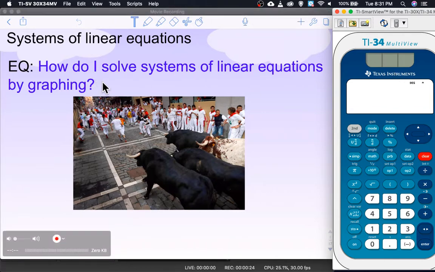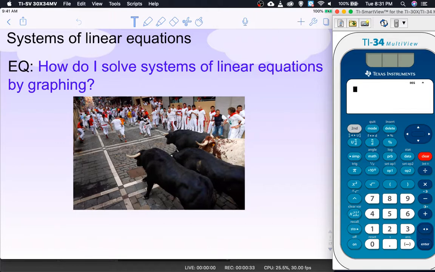The essential question says, how do I solve systems of linear equations by graphing? So this first lesson is all about graphing. This is going to use a lot of the skills we've learned over the previous units on slopes and intercepts and slope-intercept form and equations of lines and graphing and all that good stuff.